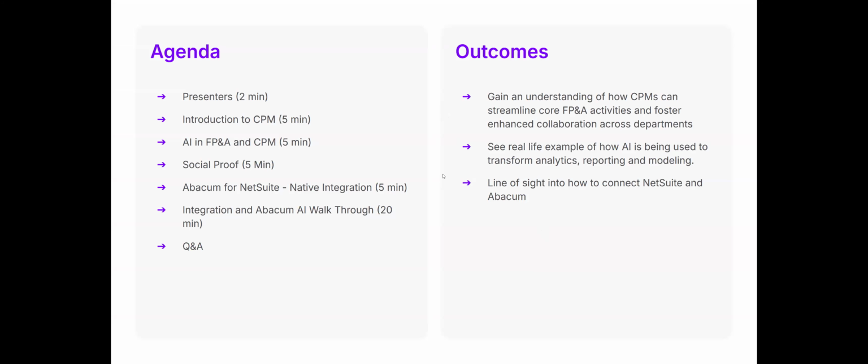In terms of outcomes, we really want you to get a good understanding of what CPM is and how it could streamline some of your core FP&A processes. We're going to talk about, once again, the AI tools that lend themselves to speeding up core processes, being able to generate narratives, and how it can be leveraged to do predictive forecasting as well. And then once again, line of sight and how we connect Abacum with NetSuite here.